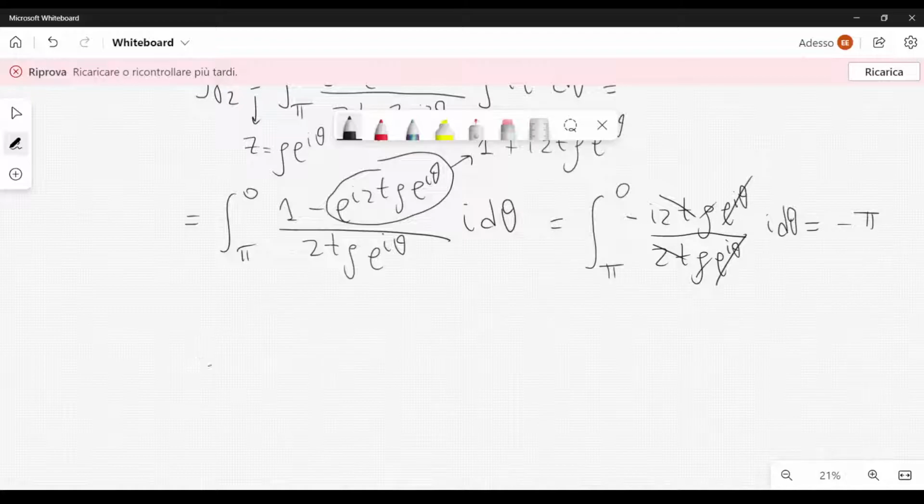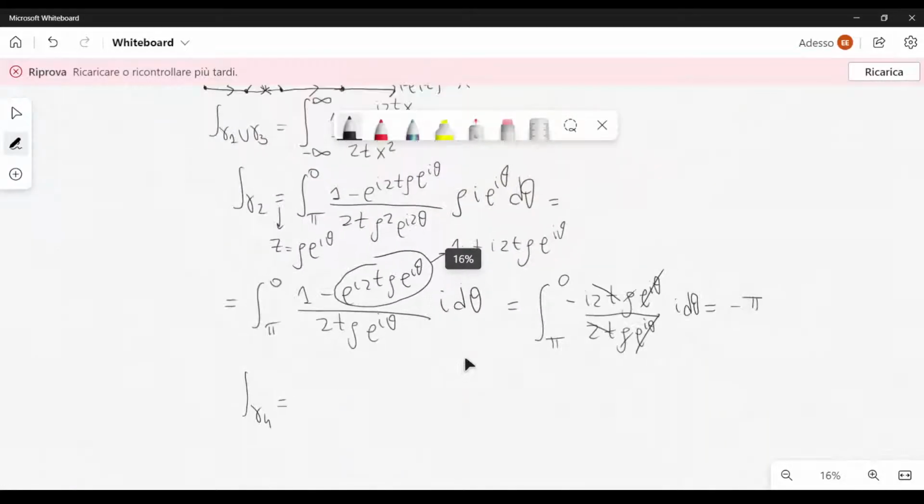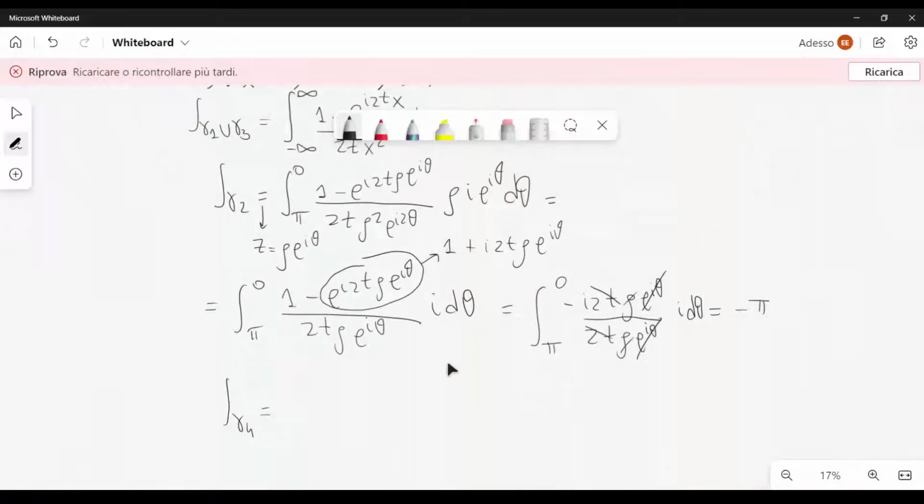And then I have the integral over gamma 4, which can be written in a similar fashion, but in this case we have to replace z with capital R e to the I theta. So it will become equal to this integral here, but instead of integrating from pi to 0, we integrate from 0 to pi, because we are moving like this on the semicircumference.